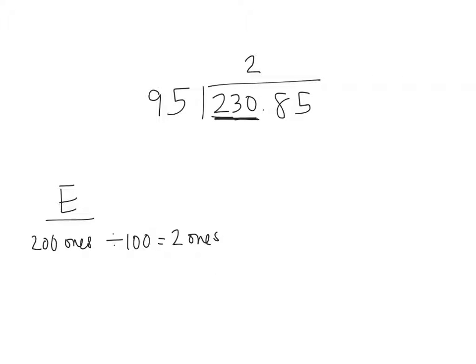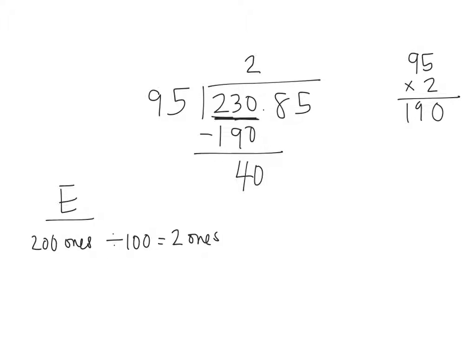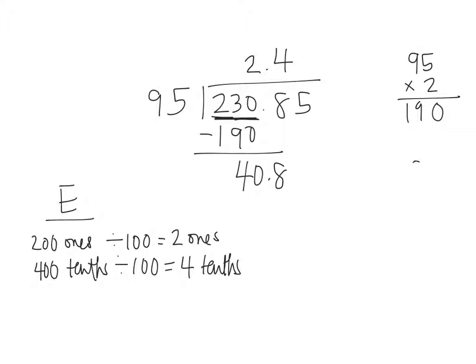Good. And then we can do 2 times 95 is? Well, I don't know, so I could do it this way. Good. 190. And so how many do I have left? 40. Good. Now, I can regroup that 40 to become how many tenths? 400 tenths, right? Which is pretty close to what number? 400, but this time I'm doing 400 what's? Tenths. Divided by 100 is what? 4 tenths. So what should I write in the tenths place? Good. 4 times 95 is?